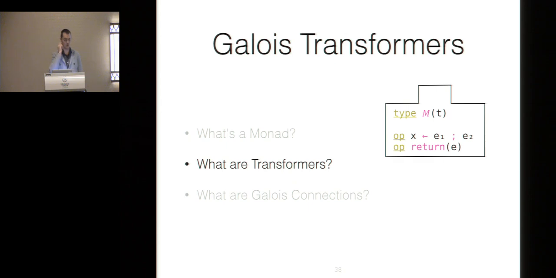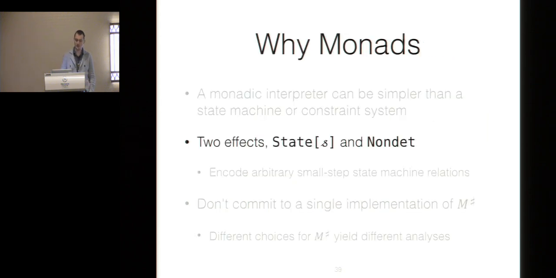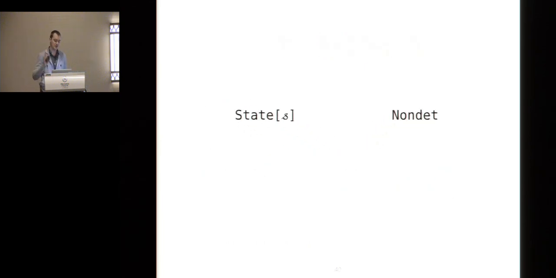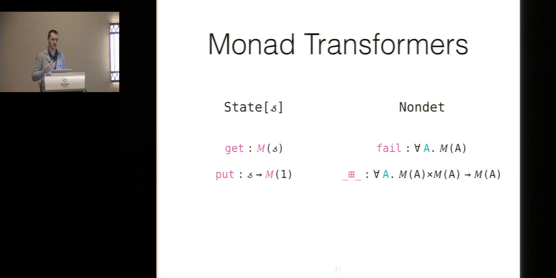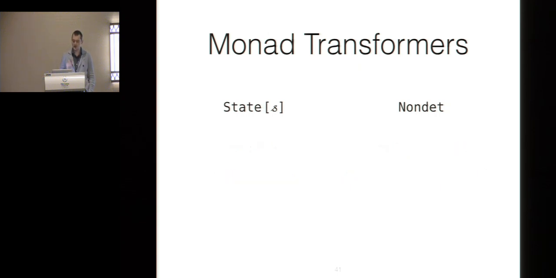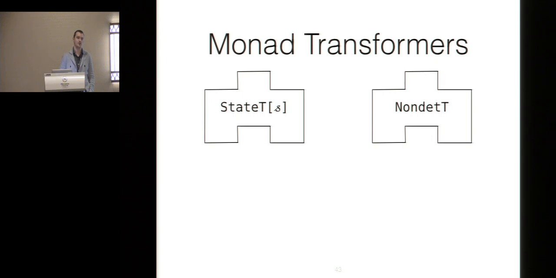Now, what are transformers? If we go back to those two effects that we needed, these are the only two effects we need for writing small-step monadic interpreters. For each of these effects, there's an effect interface that they come with, and we saw these: get and put for the state, and failure and this branching operator for non-determinism.